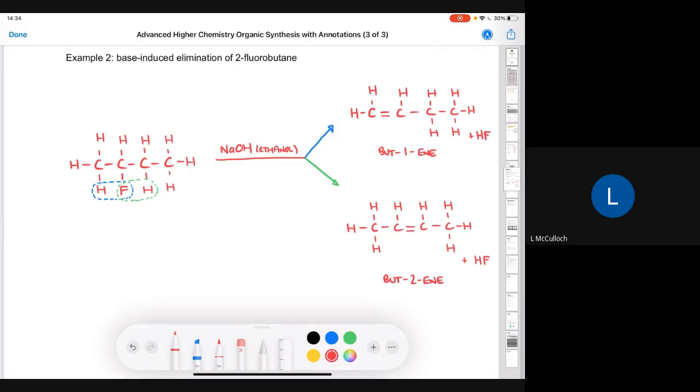So again, I'll give you a little minute or so just to make sure that you've got a wee bit of time to copy those diagrams in.